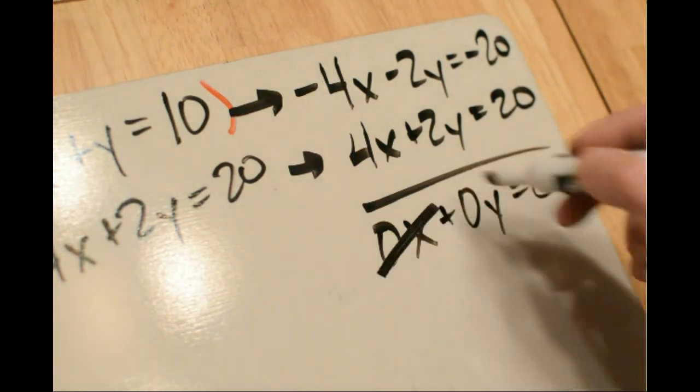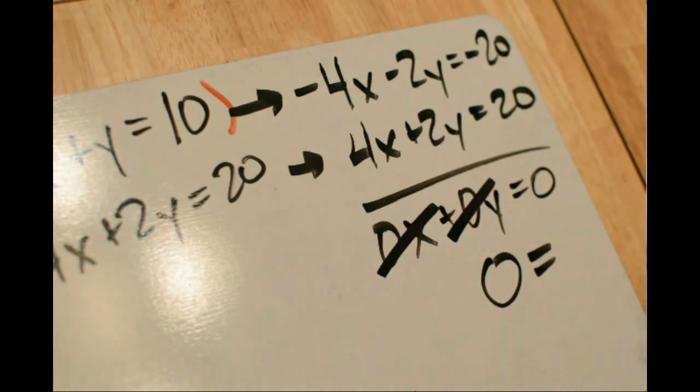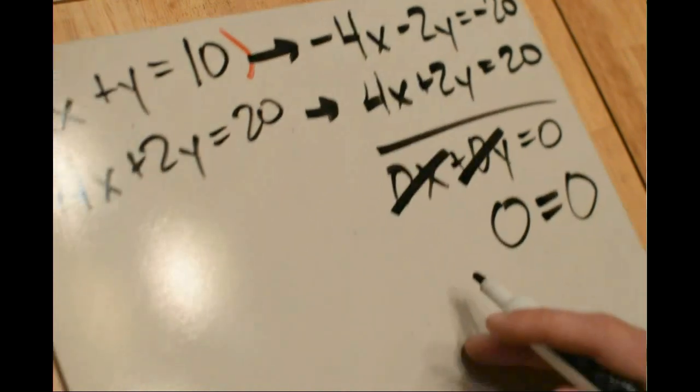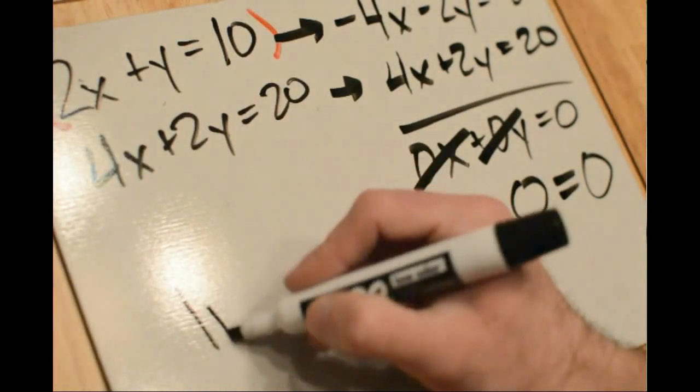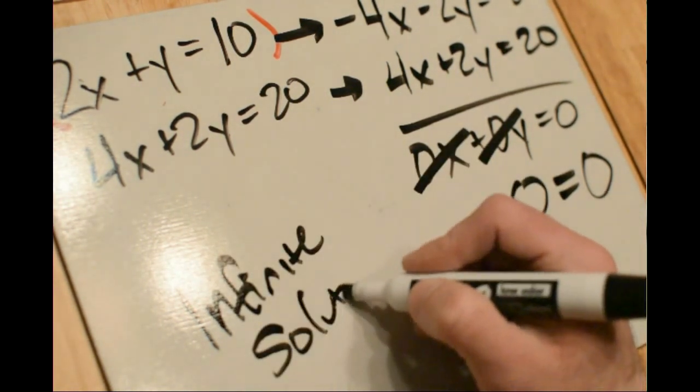The x term is gone, the y term is gone. On the left side, I have nothing. I just have a big 0 on the left. On the right, I also have a 0. So the variable terms canceled out again, but this time we got a statement that is true. 0 is equal to 0, which indicates we have another special case, infinite solutions.